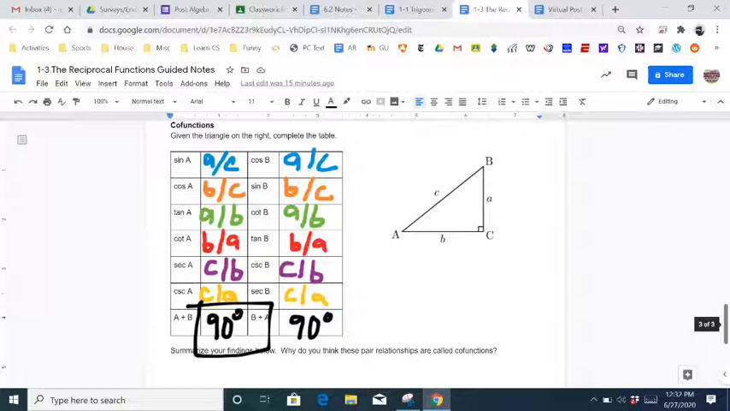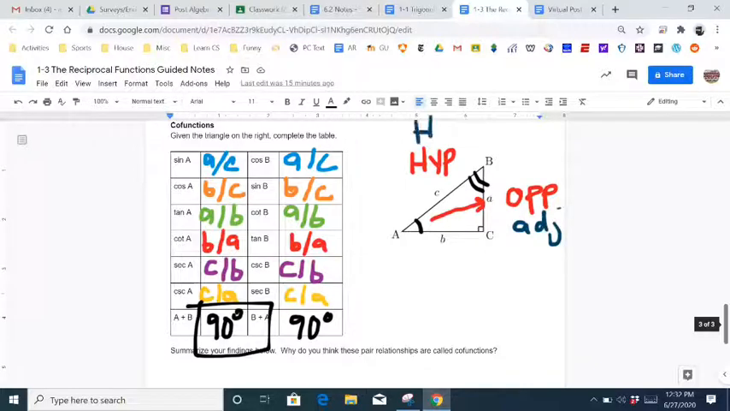Now why does that happen? If you look at angle A and angle B, since these are right triangles, A and B have to add up to 90. If you look at angle A and the sine of A, the side opposite angle A is side A, the hypotenuse is C. Now if we look at angle B, the adjacent leg to angle B is also A, and they both have the same hypotenuse. The reason this relationship exists is because the side opposite one angle is the adjacent side to the other acute angle in a right triangle.